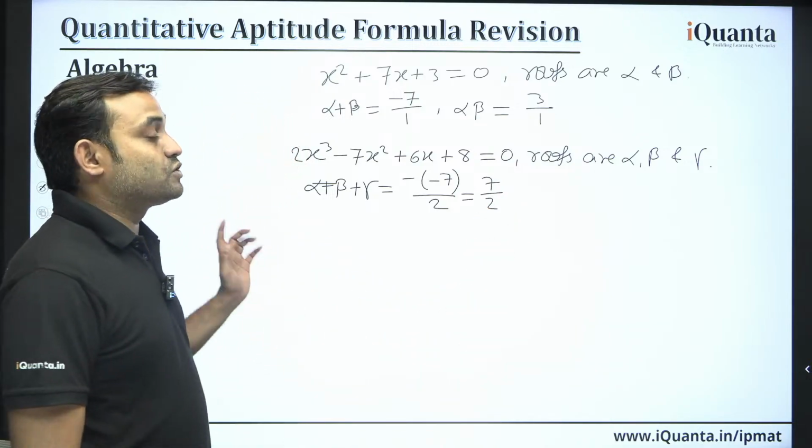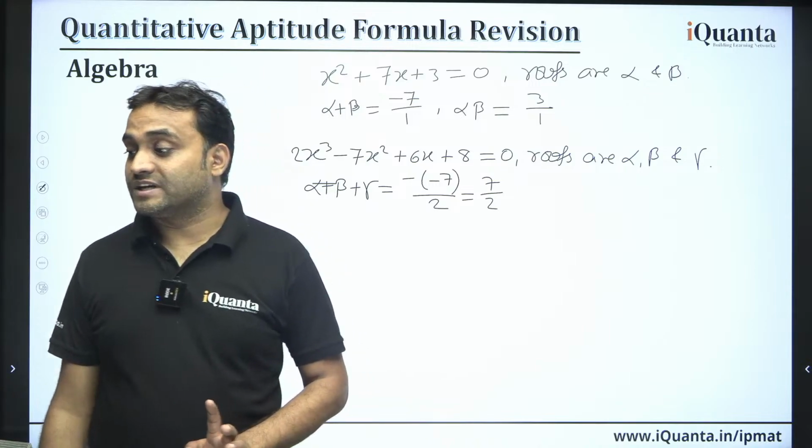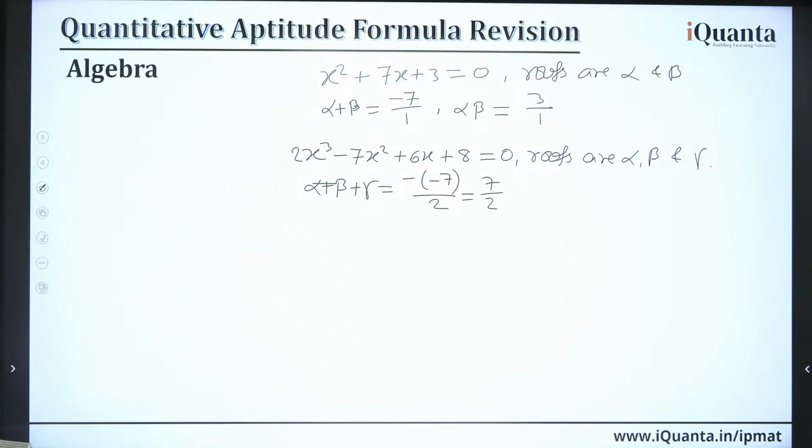Sum of roots, we don't know the roots yet, but we can find the sum of the roots of this equation, okay, which will be 7 by 2. All right.